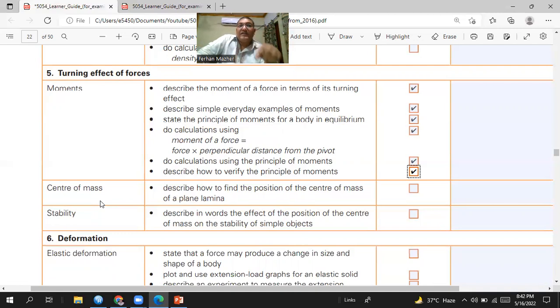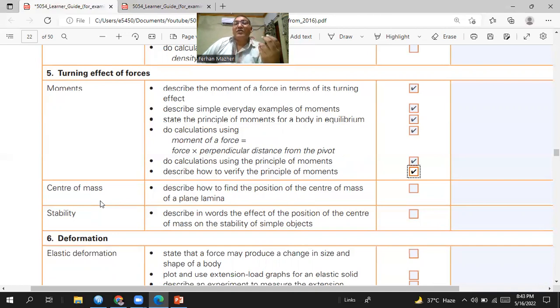Here, the one point the Cambridge wants you to know, and you should be able to describe, is how to find the position of the center of mass of a plane lamina. And you remember that experiment in which you have an irregular lamina, you drill holes on different corners of that lamina, and then you hang the lamina by a nail held in a retort stand, and you use a plumb line and you hang the plumb line coinciding with the nail, and along the thread of the plumb line you draw a line on the lamina.